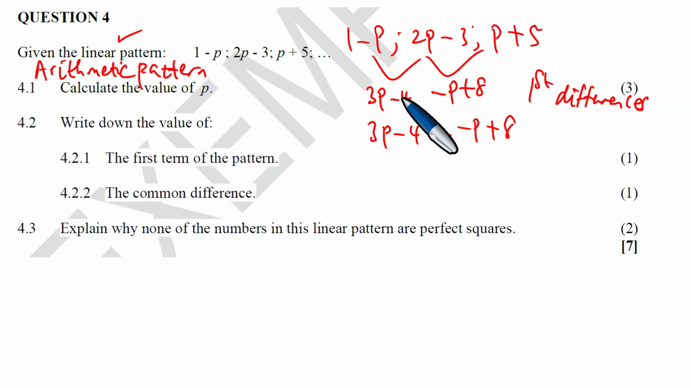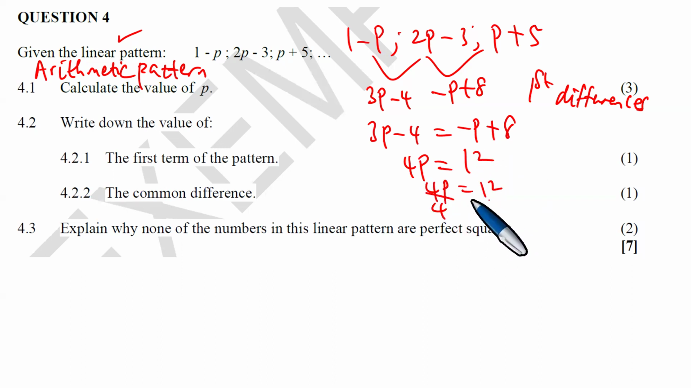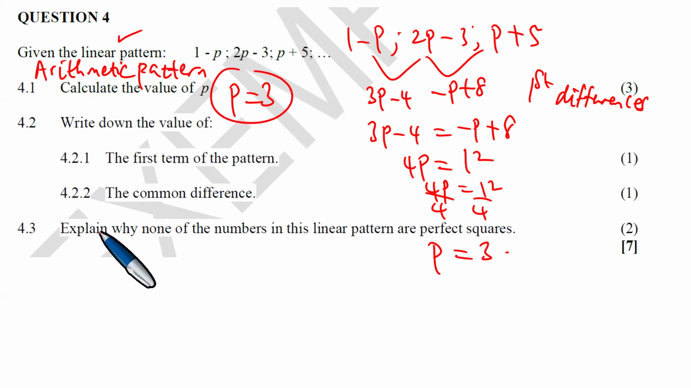So we continue. Right, we collect like terms. This is 3p plus p giving us 4p, and this is 8 plus 4 giving us 12, which means 4p equals 12. Divide by 4 both left and right, which means p equals 3. So calculating the value of p, we can see that p equals 3.